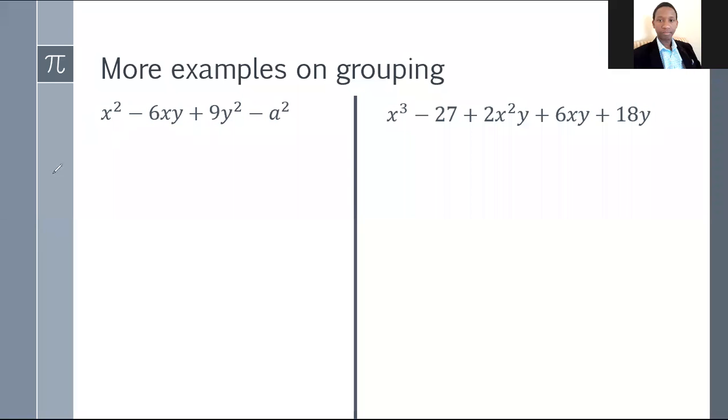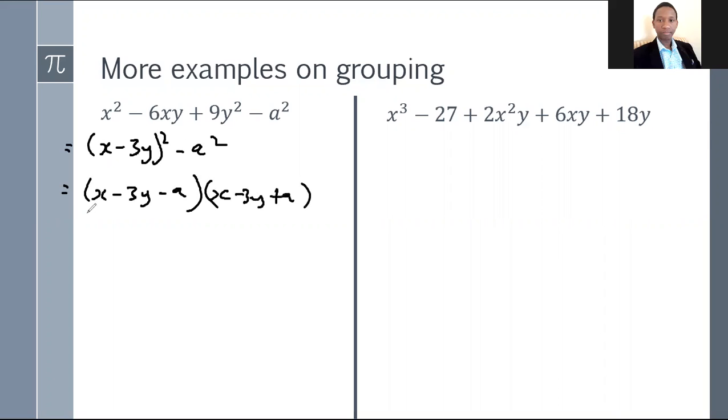So remember what we had in the previous example, the video. We said this thing here is actually a square binomial, so it is (x - 3y) all squared minus a squared, and you realize you've got a difference of two squares. So this factors as (x - 3y - a) into (x - 3y + a), and we are done.